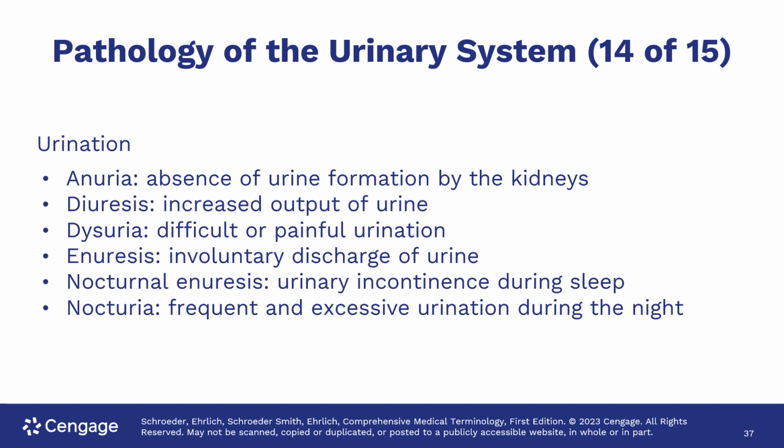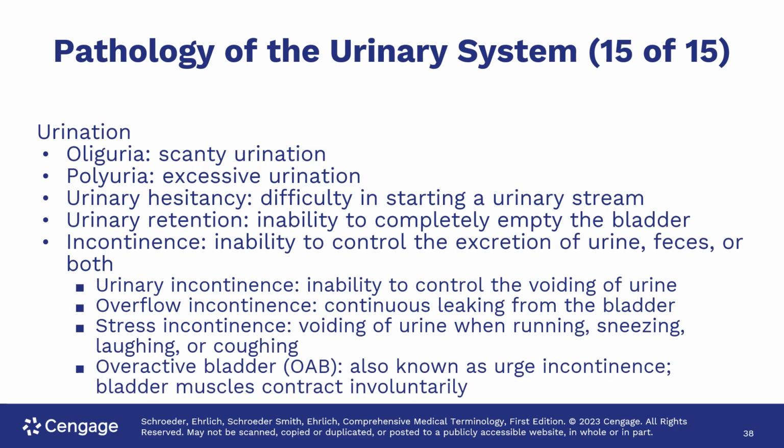Nocturia is excessive peeing during the night. Oligo is fewer or less, so oliguria is low urine output. Poly is many, so polyuria is a lot of urine. Hesitancy is just that, hesitant to start peeing. Retention is just that as well, holding on to the urine so you don't completely empty the bladder.